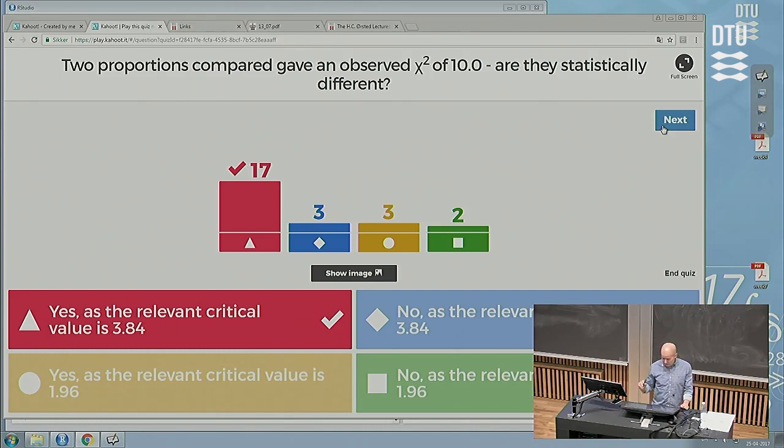Are they statistically different? Yes, they are, because the observed test statistic is way larger than the critical value.